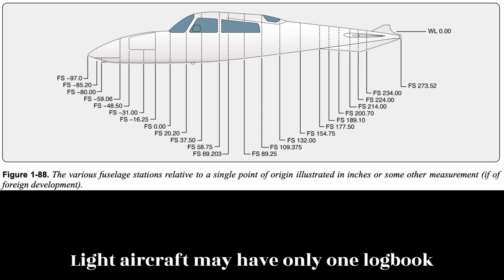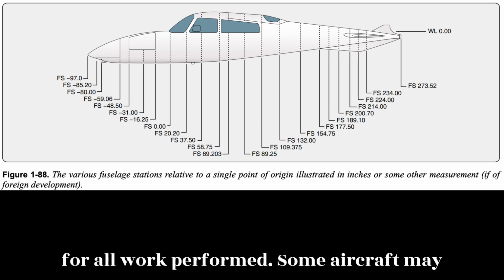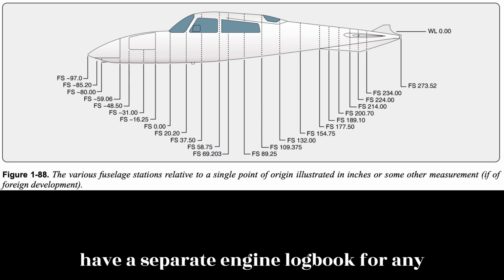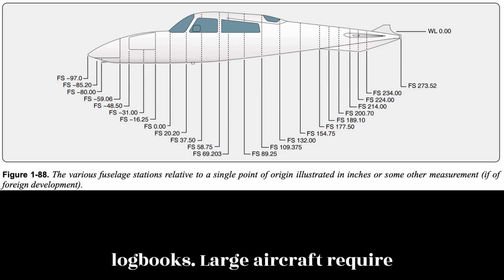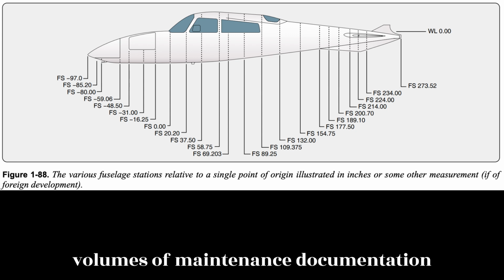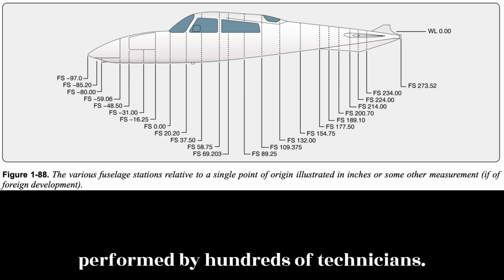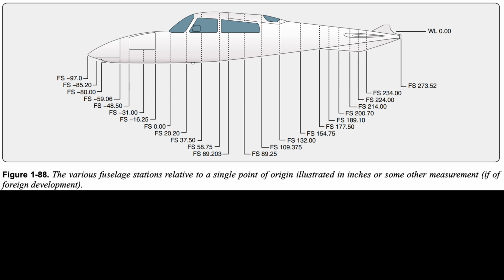Light aircraft may have only one logbook for all work performed. Some aircraft may have a separate engine logbook for any work performed on the engines. Other aircraft have separate propeller logbooks. Large aircraft require volumes of maintenance documentation comprised of thousands of procedures performed by hundreds of technicians.